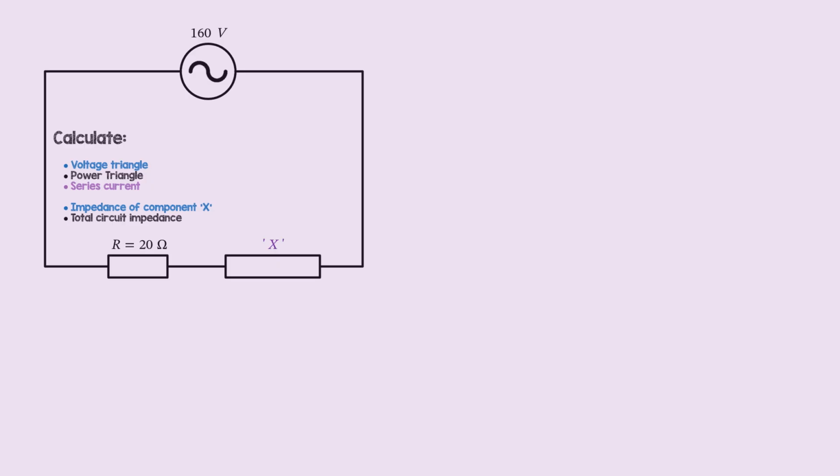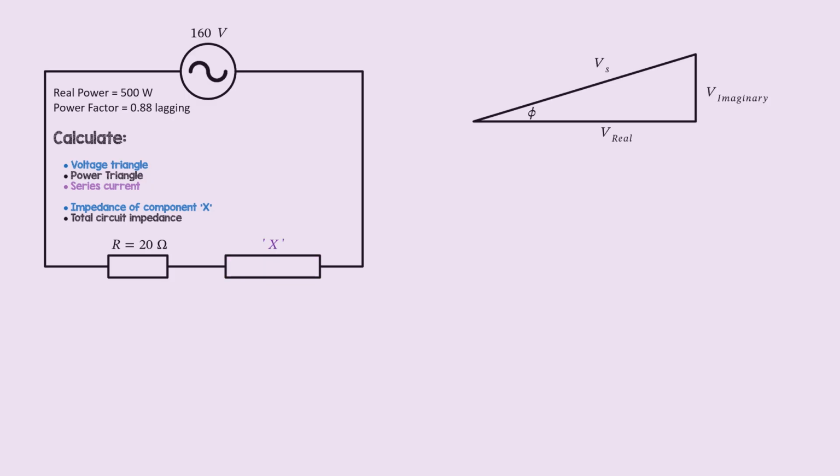The supply voltage Vs is 160 volts AC. We're told that the real or true power is 500 watts and the power factor is 0.88 lagging. The lagging power factor means that the impedance of component X must be inductive overall, but what we don't know is whether component X is an inductor with a second resistor as shown here, or just an inductor on its own. So here's the voltage triangle of a circuit with a lagging power factor.